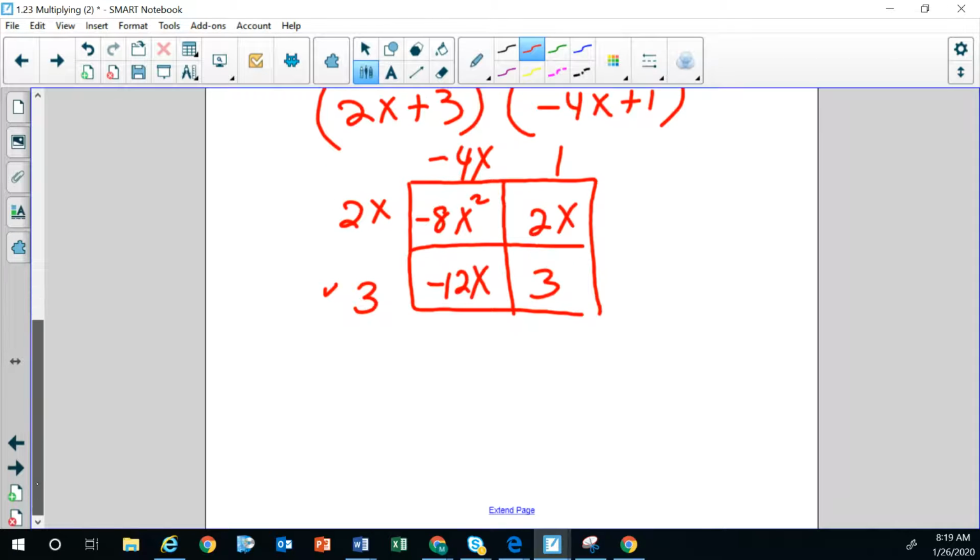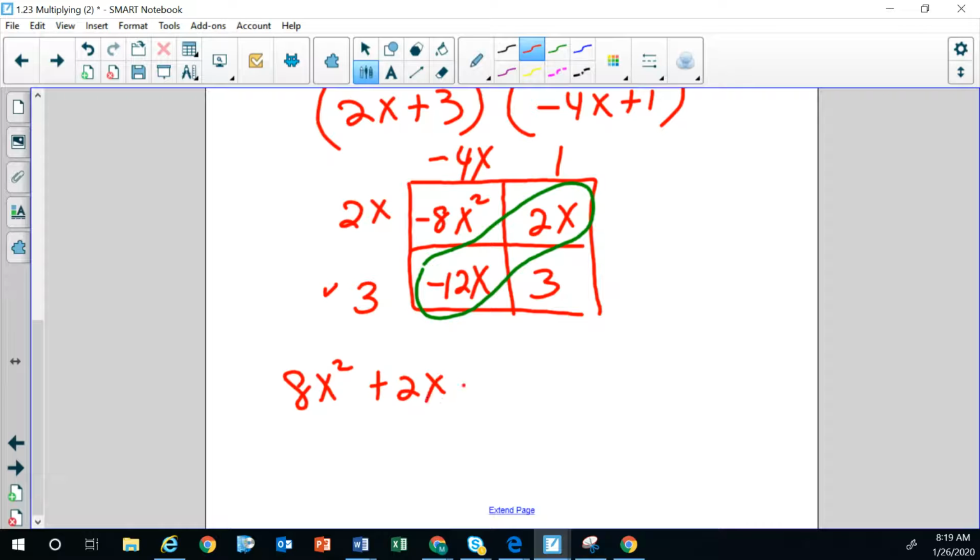Now I'm going to add like terms. All right. I'm going to add all the terms inside the boxes. If you notice, right, my like terms are just going to be the negative 12x and the 2x. Right? Those are my two like terms. So if I write it out, I'm going to get 8x squared, right, plus 2x minus 12x plus 3. Right? And if I combine like terms, I have a positive 2 and a negative 12. If I add those, I get a negative 10.